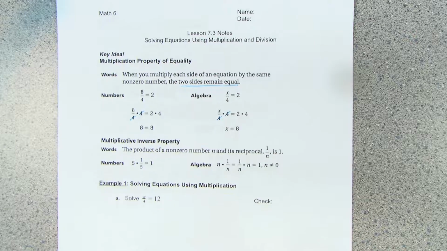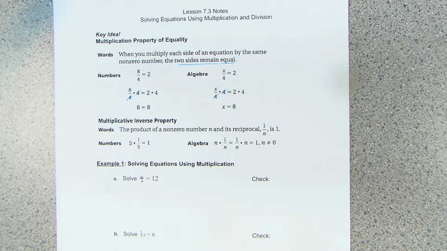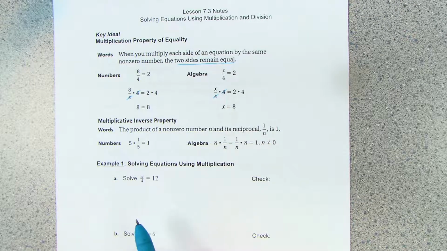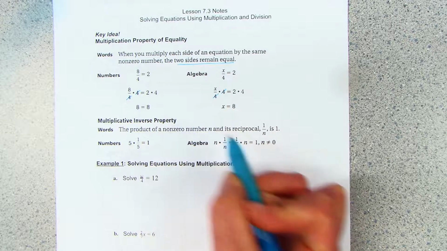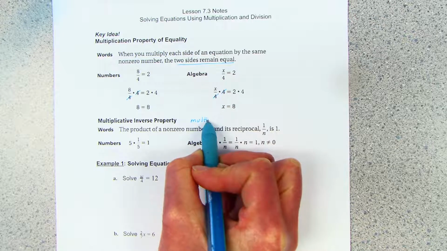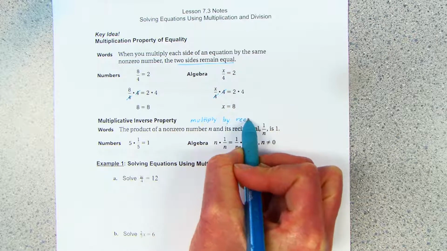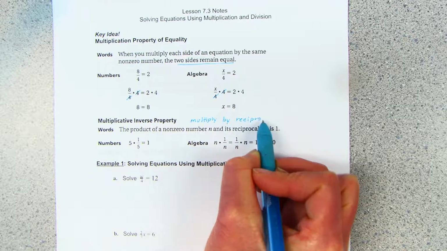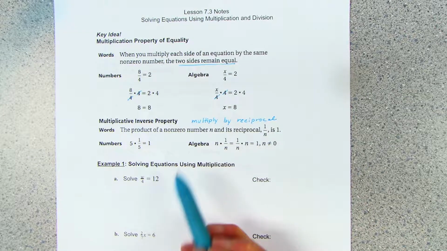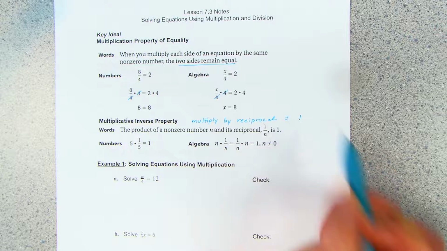Okay. Then there's this big idea. This is a long word and a really important idea. This is multiplicative inverse. I'm going to write that a little simpler. This is like multiplying by the reciprocal. It's the idea that when you multiply by a reciprocal, your answer is equal to 1.